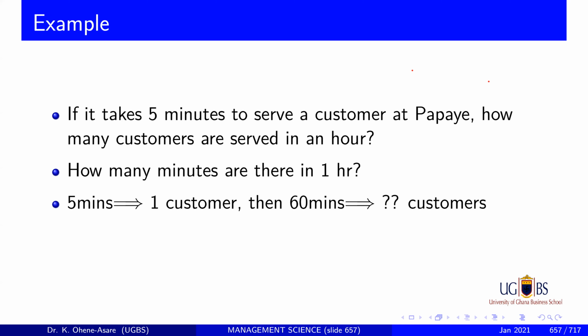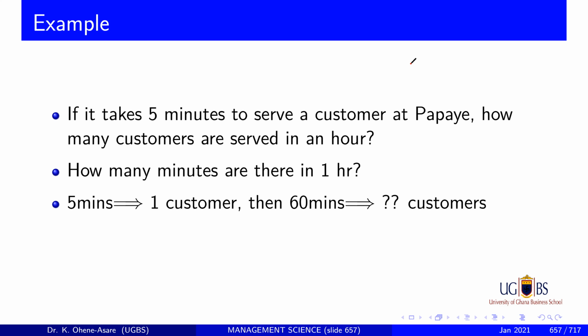Sometimes I always say that you can use more or less dividers. So 5 minutes will give you one customer. So 60 minutes will give you how many customers? And that is going to be 60 divided by 5. And that 60 divided by 5 is 12. So it's going to take you 60 minutes to serve 12 customers. So 12 customers are served every 60 minutes.